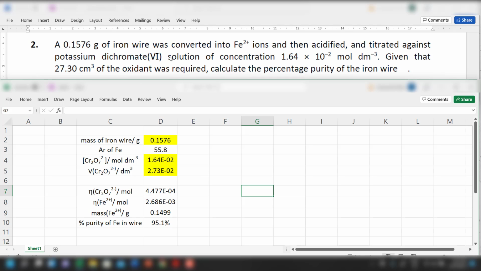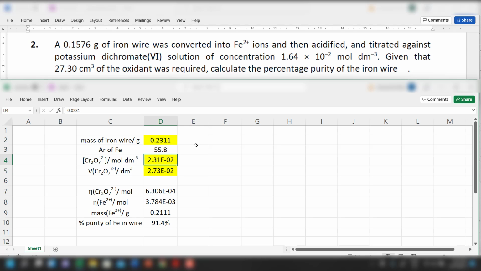You'll notice that there are a few variables I can change, and the resultant answer will all be different. For example, I can begin by changing the mass of the iron wire. If I don't want to use 0.1576, I can choose, say, 0.2311, and then I just press enter, and the numbers will change accordingly. But maybe I want to change everything, so maybe the concentration. I don't want to use 0.0164, I want to use 0.0231, for example. Then you can see that the rest of the figures will change accordingly.